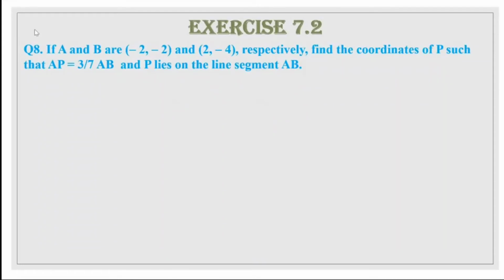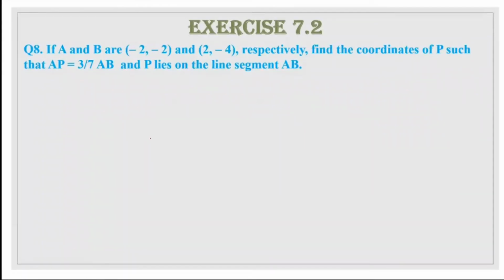If A and B are (-2, -2) and (2, -4) respectively, find the coordinates of P such that AP is 3/7 of AB and P lies on the line segment AB. Now, good question, because the ratio is not 3:7. We will not take the ratio to be 3:7, but we will be taking it to be 3:4.